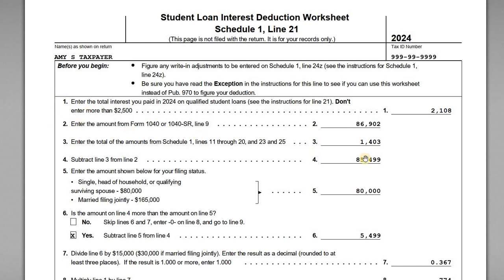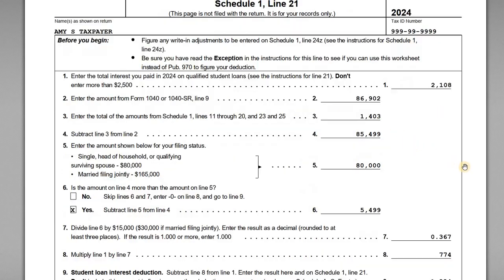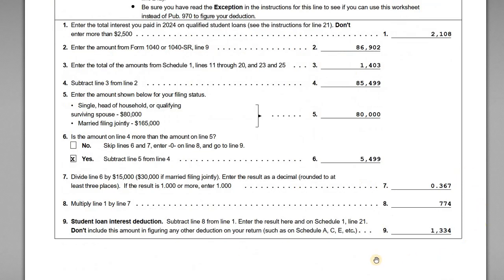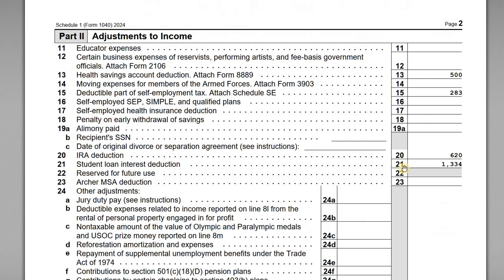We can see up here on line 1 that she paid $2,108. Then given the amounts of income and other adjustments from Schedule 1, when she gets to the bottom of this, she discovers that the student loan interest deduction available to me is $1,334, not the $2,108. So $1,334 is the limitation that's being reported up on line 21.